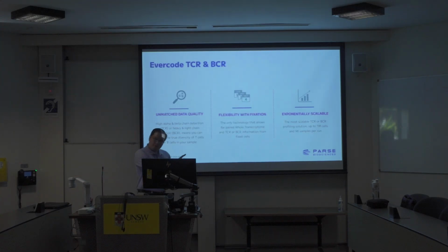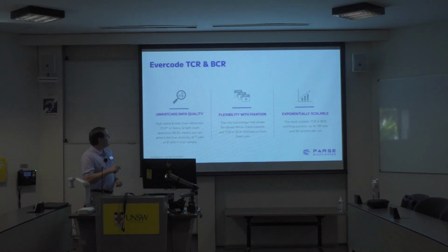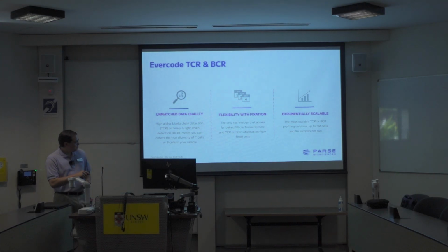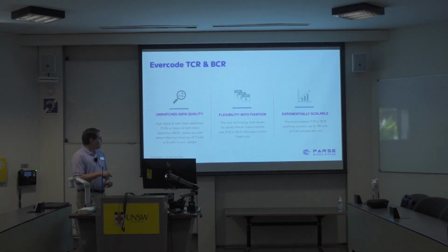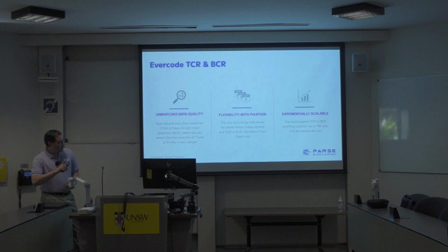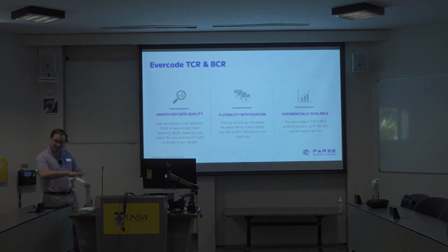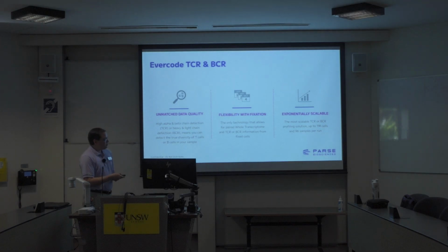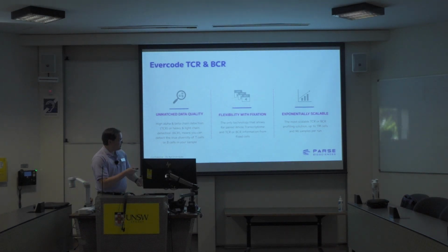So with EverCode TCR and BCR, we see unmatched data quality, with high alpha and beta chain detection or heavy and light chain detection, for TCR and BCR respectively. That means you can detect the true diversity of T cells or B cells in your sample. There's also flexibility with fixation: this is the only technology that allows paired whole transcriptome plus TCR or BCR information from fixed cells. And of course, it is powered by that exponentially scalable Parse EverCode technology.